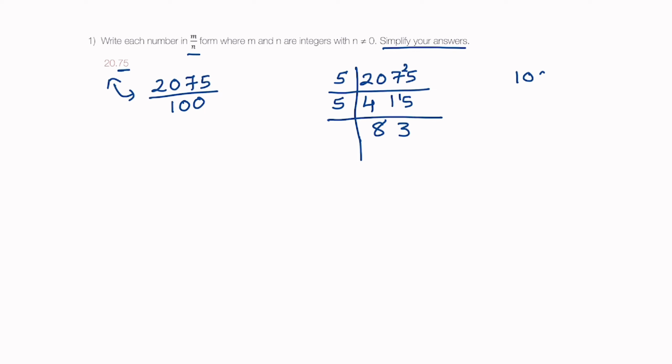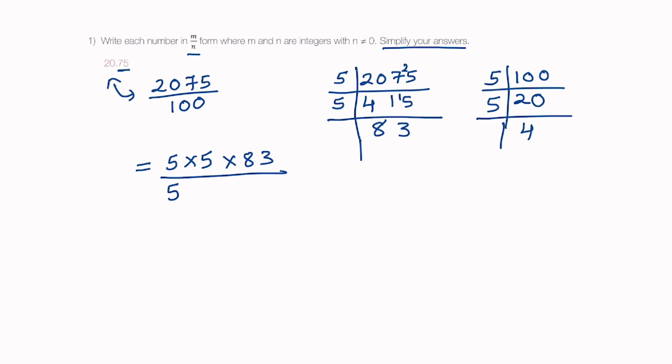Let's do it for 100 here. Let's start with 5 again because we want to cancel out the common factors. 5 times 20 is 100, and 5 times 4 is 20. I know I can factorize 4 further because it's not a prime number, but I'm not going to do that because I know it's not going to cancel further. I'm listing my prime numbers here: 5 times 5 times 83 over 5 times 5 times 4.